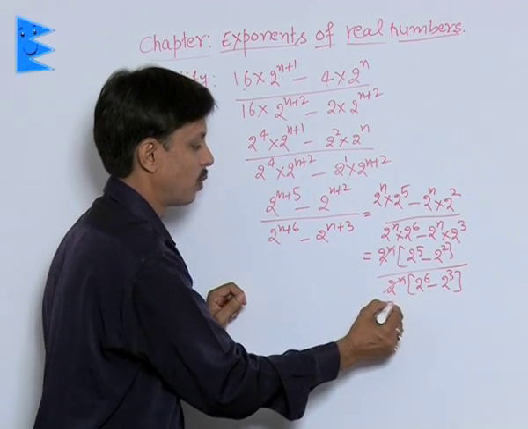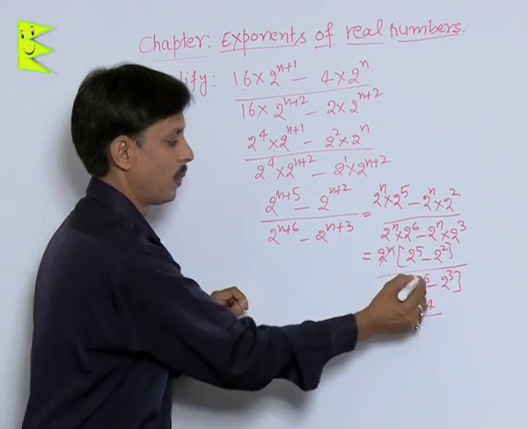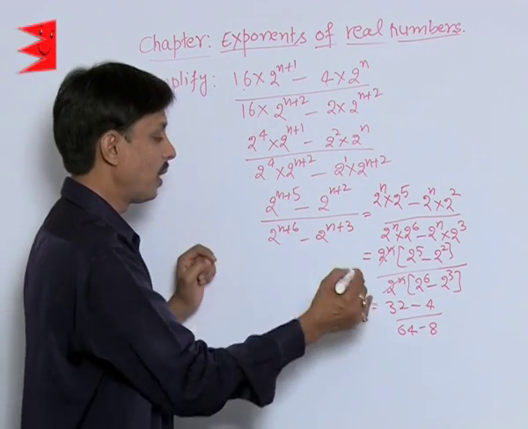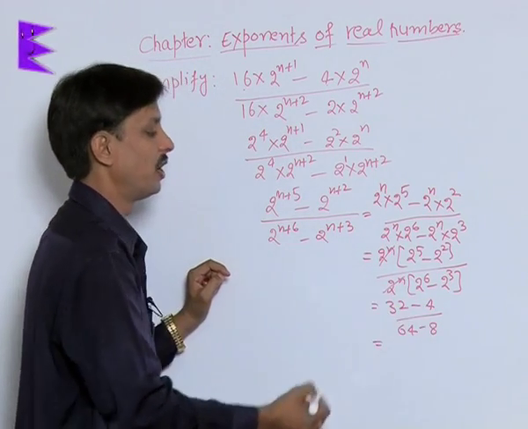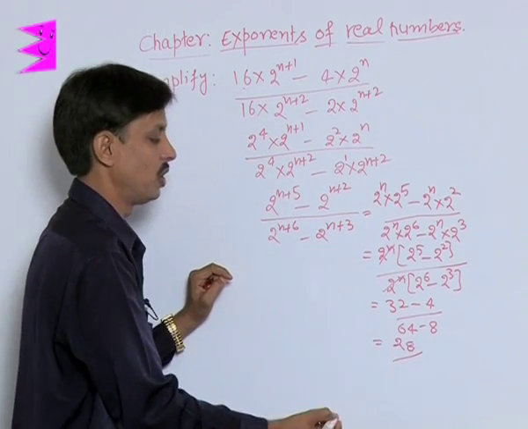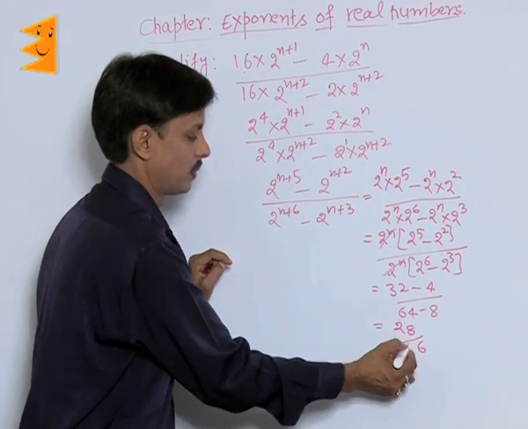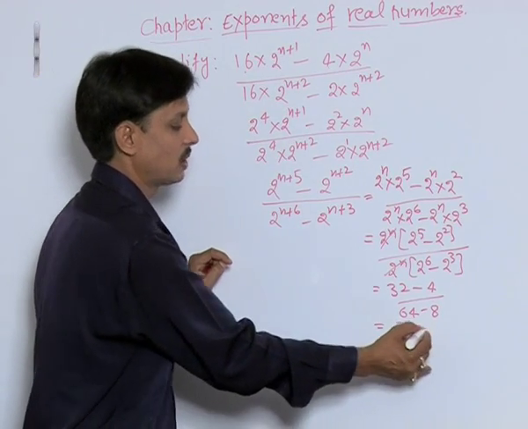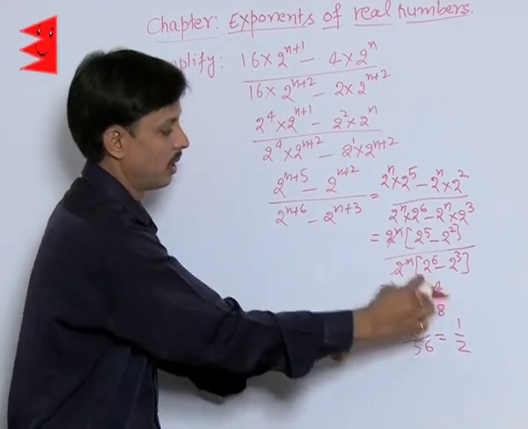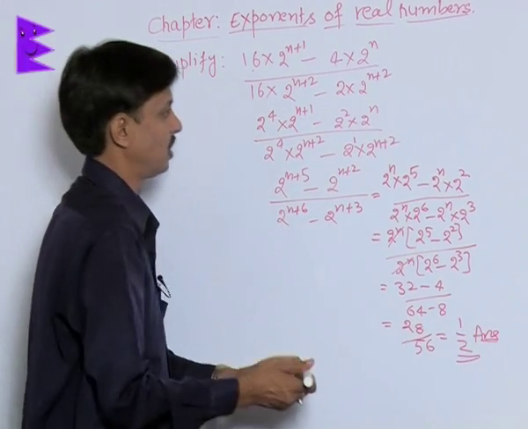2 raised to the power 5 is 32, minus 2 raised to the power 2 which is 4, upon 2 raised to the power 6, 64, minus 8. Now if I subtract 4 from 32, it is 28. And if I subtract 8 from 64, it is 56. 28 upon 56, its simplest form is 1 by 2. So this total value results as half. This is the simplification.